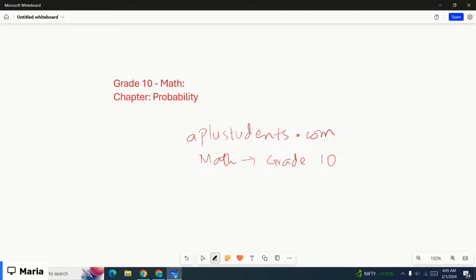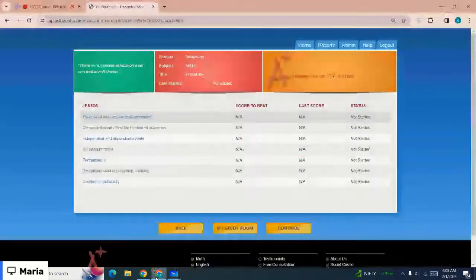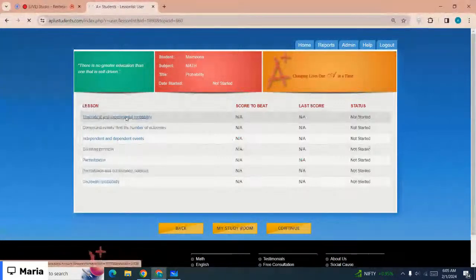We're going to start with the chapter probability. So please make sure you have your notebook and pencil so that you can note down the important examples and definitions as well. Probability. Let's just start with the first lesson, that is theoretical.